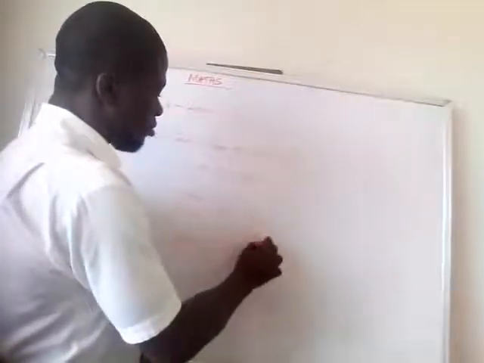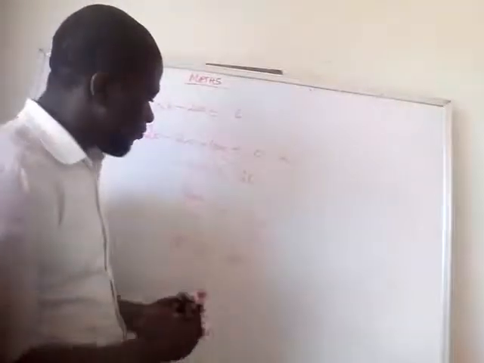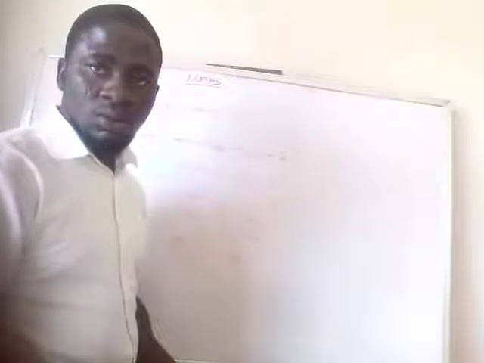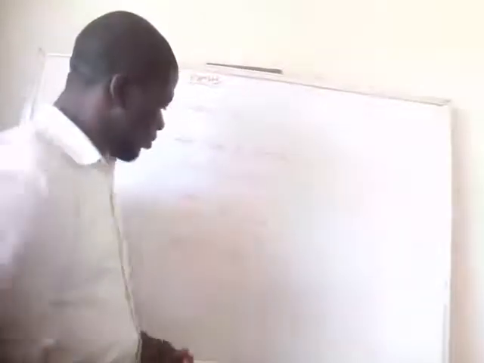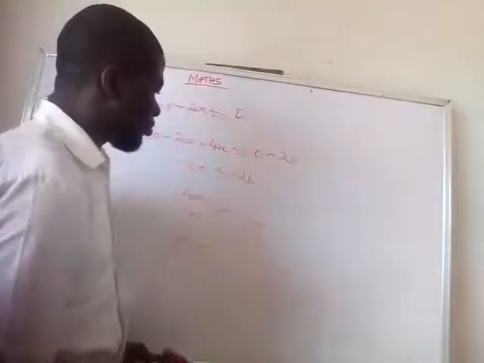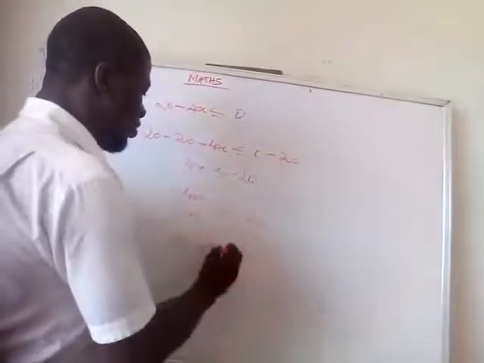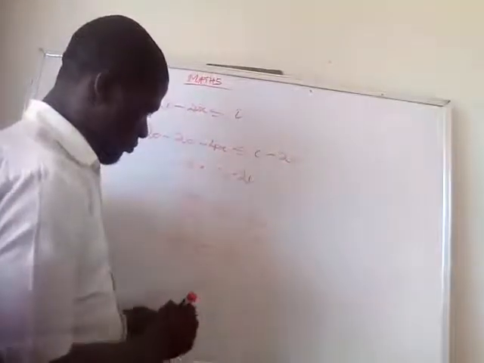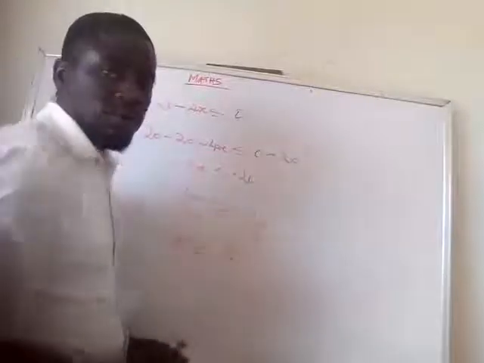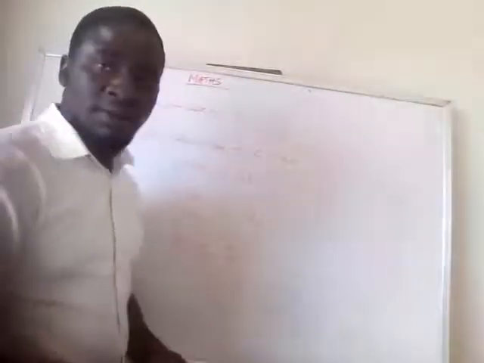Sorry, divide both sides by minus 4 also. So minus 20 divided by minus 4, you will be left with minus 5. Minus we cancel, you have 5, not minus 5. Don't mind me, please.